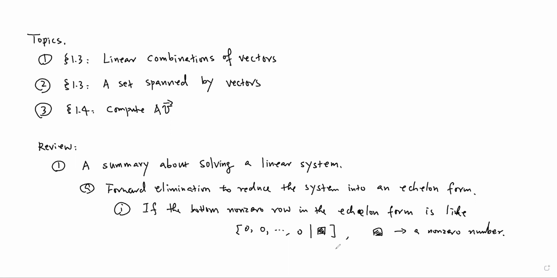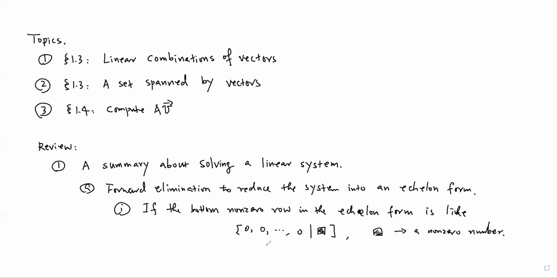Then, in this case, the linear system has no solution because this is an equation whose left-hand side is 0 and right-hand side is non-zero. Never true. So in this case, the linear system has no solution. Then we stop here, we don't need to perform backward elimination.